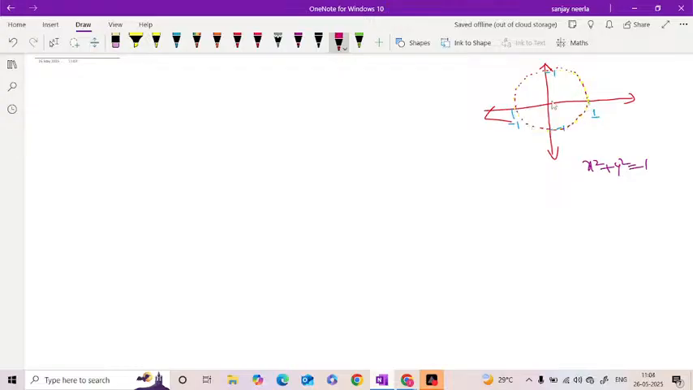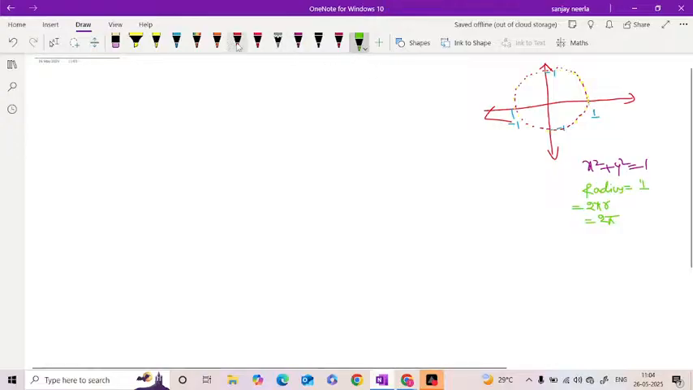Now what is the total length of the curve? Length of the curve means it is nothing but perimeter. What is the perimeter of the circle? Radius is 1. Perimeter is 2 pi. 2 pi, very good. So 2 pi r, but here the r value is 1. So 2 pi is the perimeter.